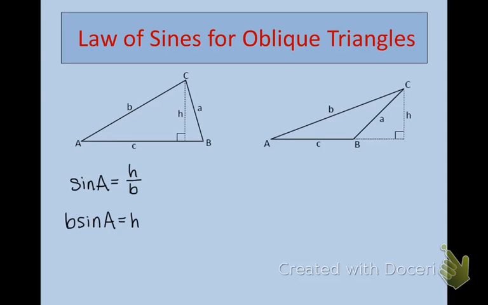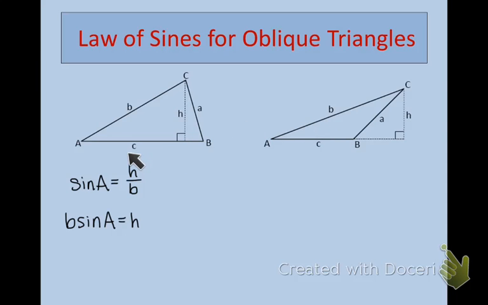Does that same relationship hold in this triangle? Take a look at angle A. Opposite of angle A on the right triangle is H over B, same thing. So it does not matter whether the triangle is acute or obtuse.